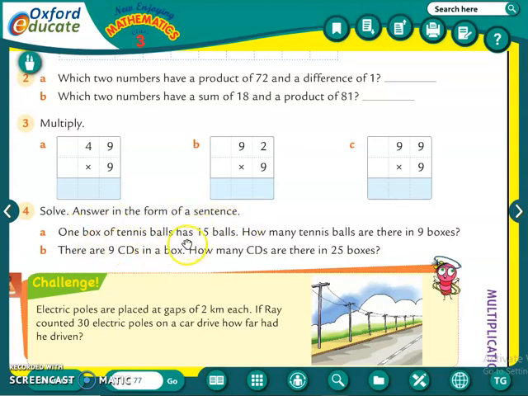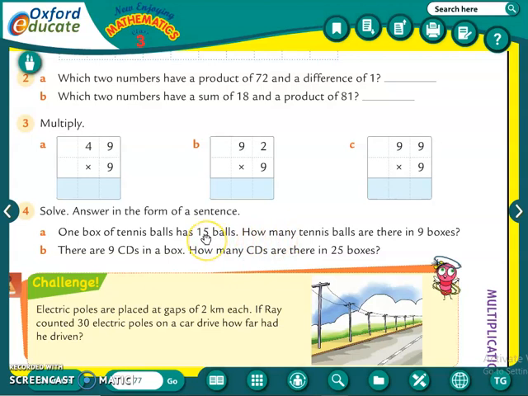One box of tennis ball has 15 balls. How many tennis balls are there in 9 boxes? अगर एक बॉक्स में 15 बॉल्स है तो 9 बॉक्स में कितने हैं? तो उसके लिए आपको यहाँ पर जैसे लिखा हुआ है उसी तरह आपको सम में लिख के उसका कैलकुलेशन करना है. If you don't find any place here, you can write in the notebook. अगर यहाँ पे जगह नहीं मिल रही है तो आप ये एक्सरसाइज अपनी नोटबुक में कर सकते हैं.